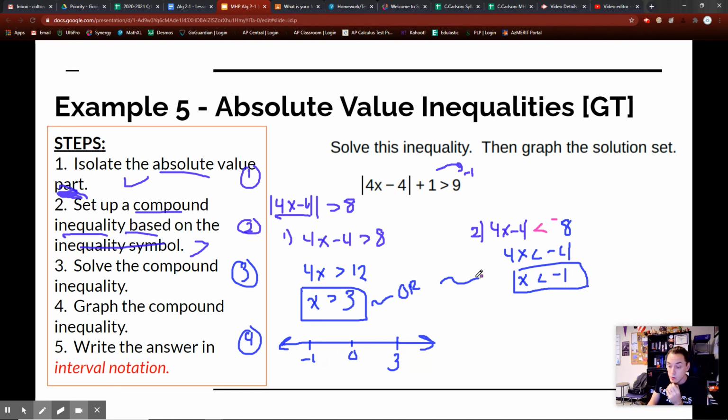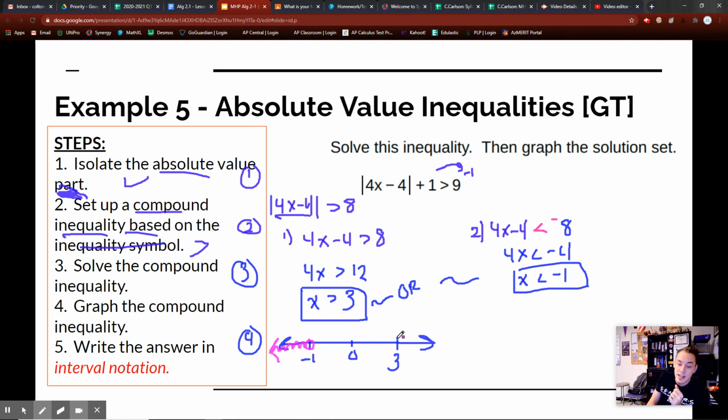Now, is it equal to or not equal to? It's not equal to. It's just less than. So I'm going to do an open dot. And where is it pointing? It's pointing to that side. So that means it's pointing to the left, so it's going to shade like that.